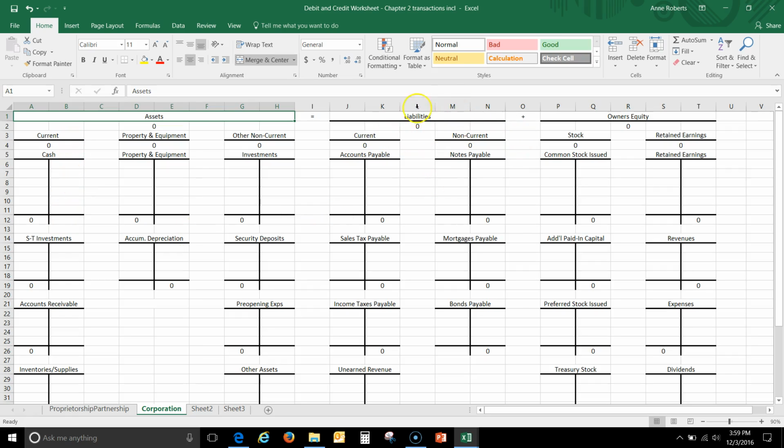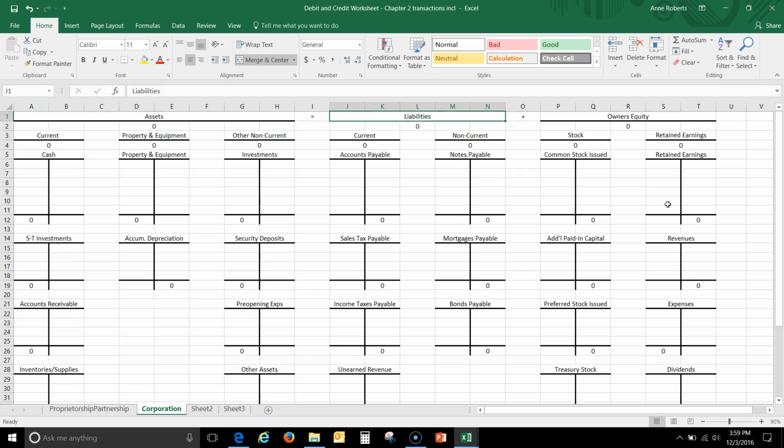Then, when we're over here in the liability section of the balance sheet, the liabilities are on the right-hand side of the equal sign. So they're going to go up on the right and down on the left. The stock section of the balance sheet is on the right-hand side of the equal sign, so it's going to go up on the right, down on the left. Retained earnings is the same way. It's going to go up on the right, down on the left.